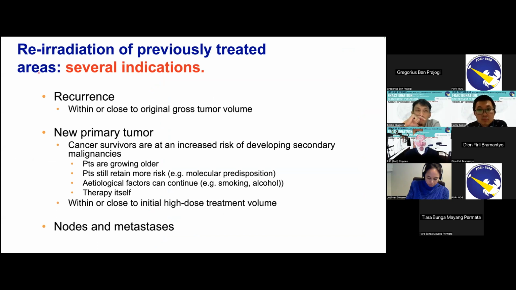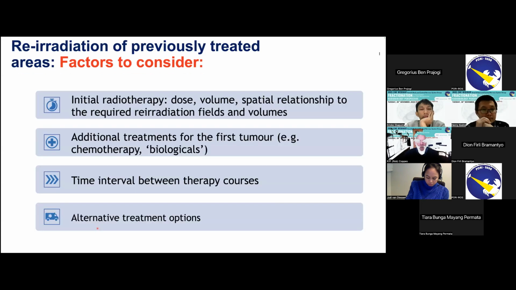So, several indications that you potentially have to re-irradiate in prior treated areas, right? It could be a recurrence within or in close range of the gross tumor volume, or it may be a new primary tumor in the radiation field, right? And since cancer survivors have an increased risk of developing these as they grow older, they retain the risk from before because they have all these predisposition factors, right? And this is only re-irradiation, of course, if the secondary tumor is within or close to the initial high-dose treatment volume. And of course, you can also potentially see nodes and metastases that you want to use re-irradiation for.